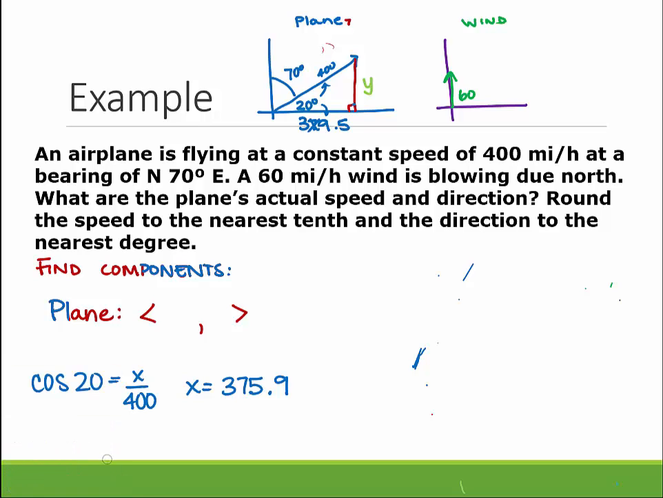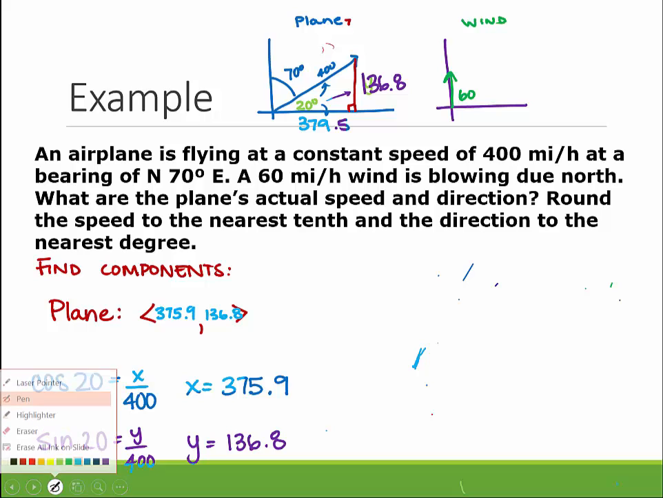And then I'm going to do the same thing to find the y, except this time I'm going to use opposite over hypotenuse, so I'm going to use the sine. So sine of 20 equals y over 400. If you plug that into your calculator, you get about 136.8. So that's what this is here, 136.8. So now I know my components for the plane. I go over 375.9 and I go up 136.8.